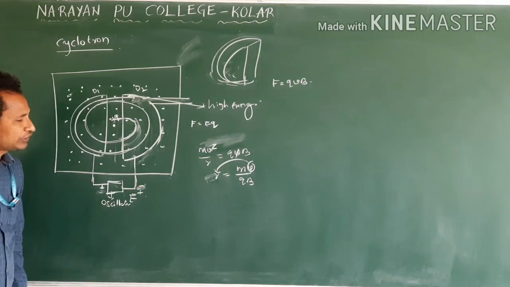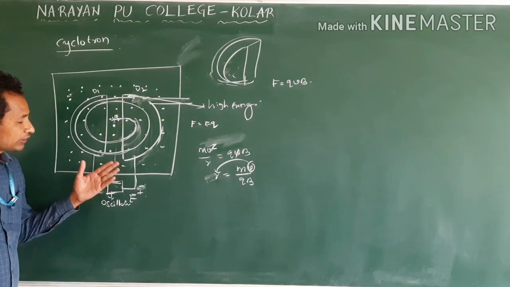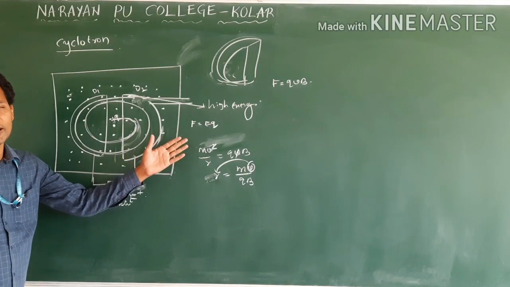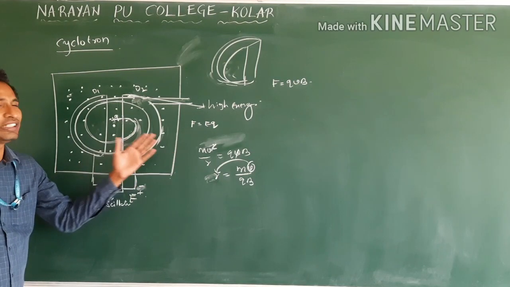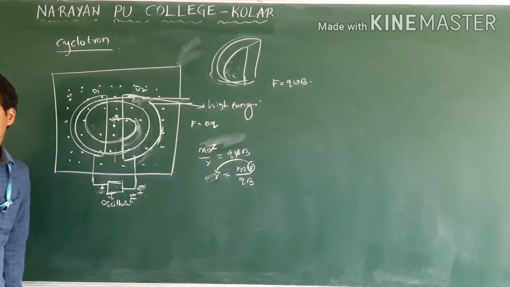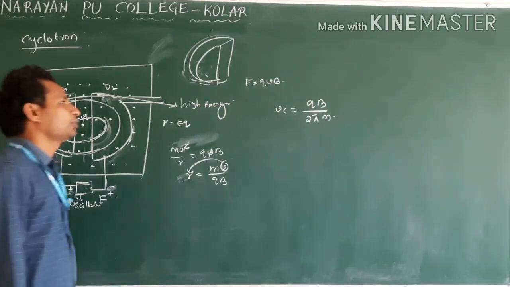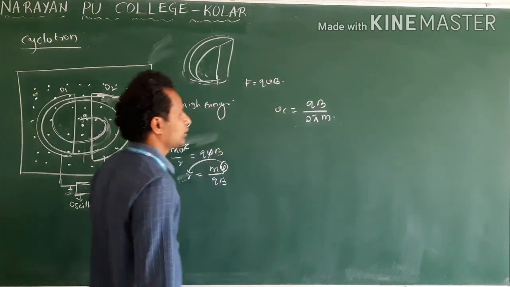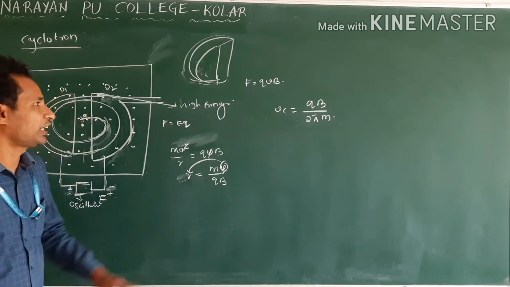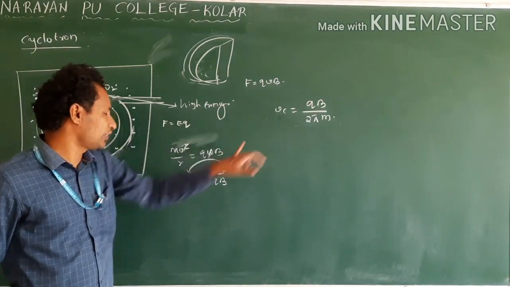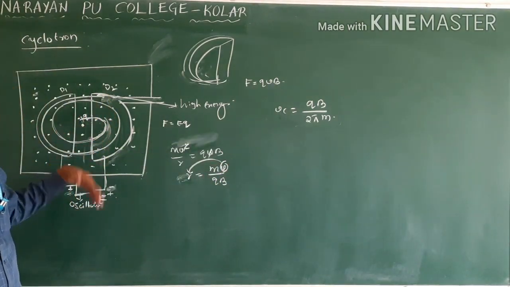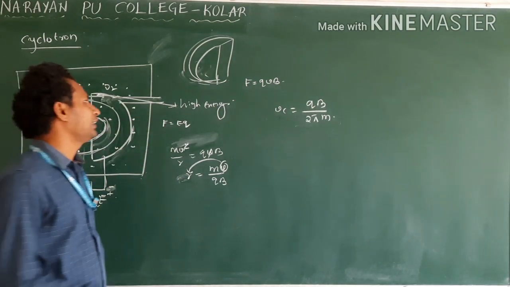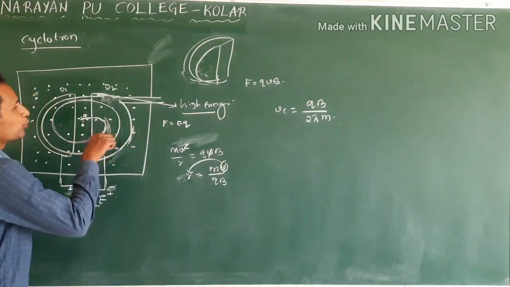What is the frequency of this charged particle in the cyclotron? Already we have done it: the frequency of a charged particle in a uniform magnetic field. We follow the same principle. So this is the frequency of the charged particle. Yesterday we did the same frequency. If we adjust this frequency to the oscillator, then what happened? This will be in resonance. We will get maximum energy of the charged particle, and a high energy particle is moving.